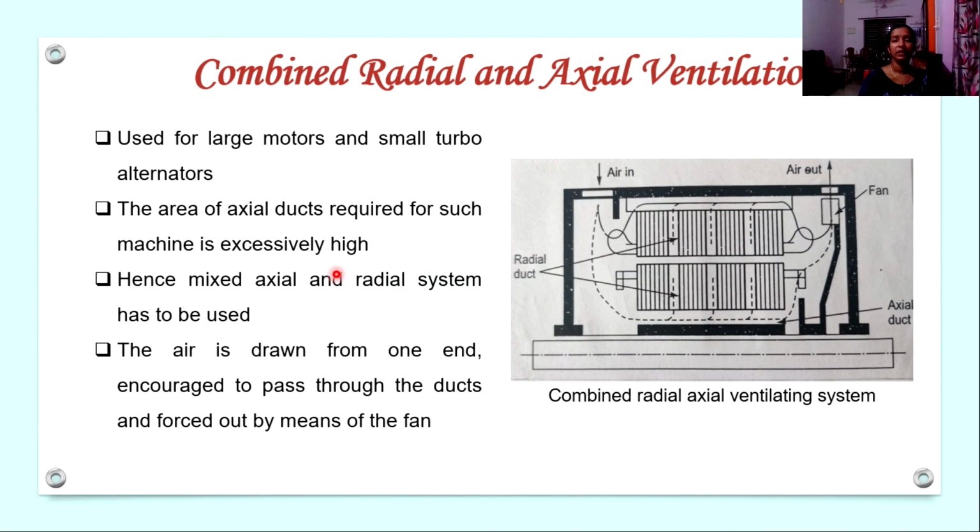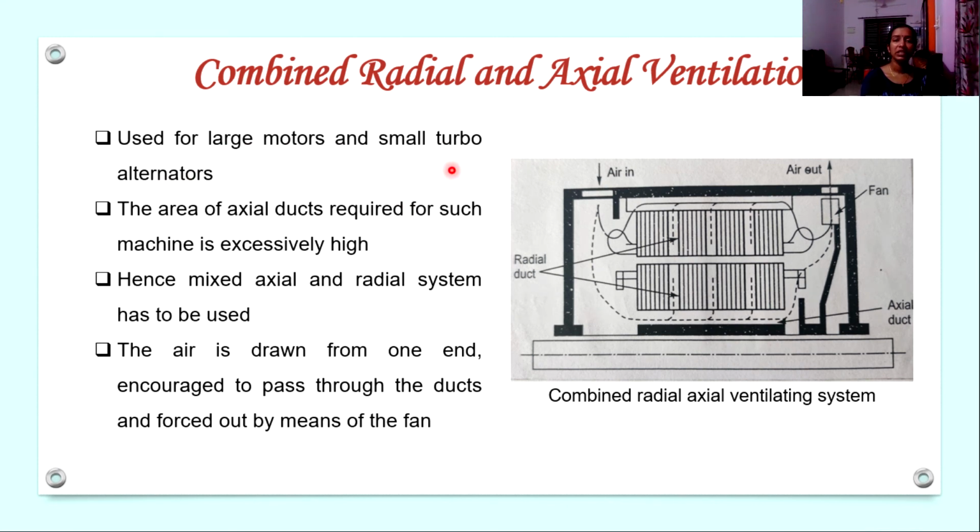And the last one is the combined radial and axial ventilation system. In combined radial and axial ventilation, both radial and axial ventilating ducts are used. This is used for very large machines having a very high rating as well as very high speed, such as turbo alternators. So it is used in large motors and turbo alternators.